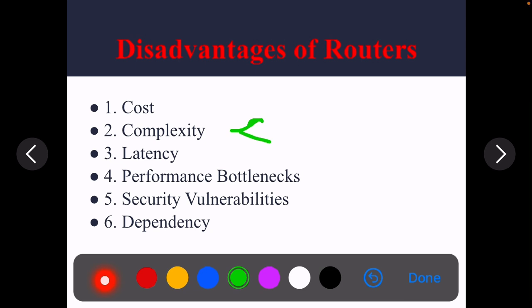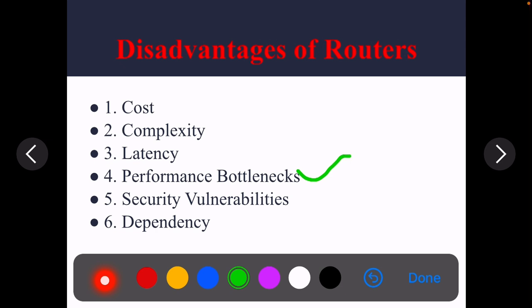Then next thing is latency. Latency is also one disadvantage of router. In latency, there are processing delays and additional hops. In processing delays, routers introduce some degree of latency due to the time taken to process and forward packets, especially in a high traffic environment. If there is high traffic, then processing delay is there. And additional hops means in multi router networks, data packets may need to pass through several routers, resultantly increasing overall latency. So this is the problem of latency in the router.